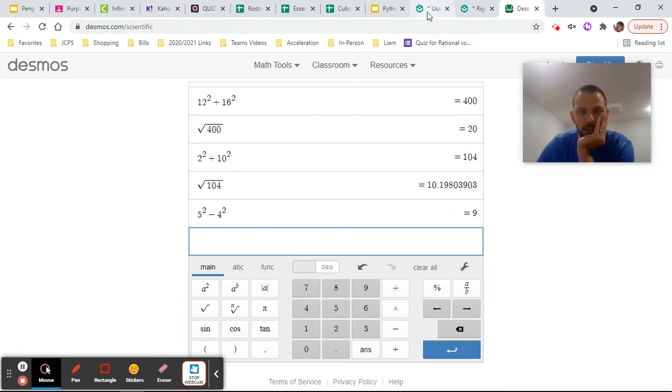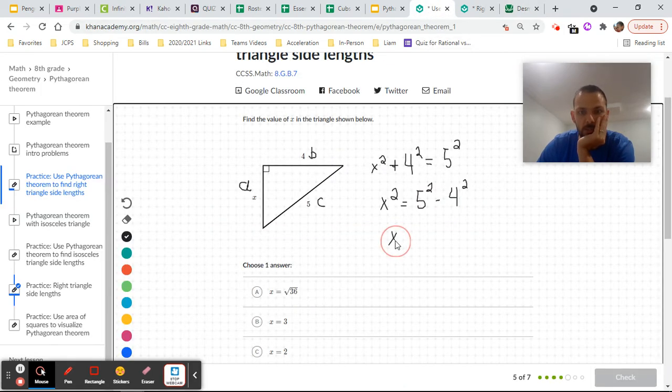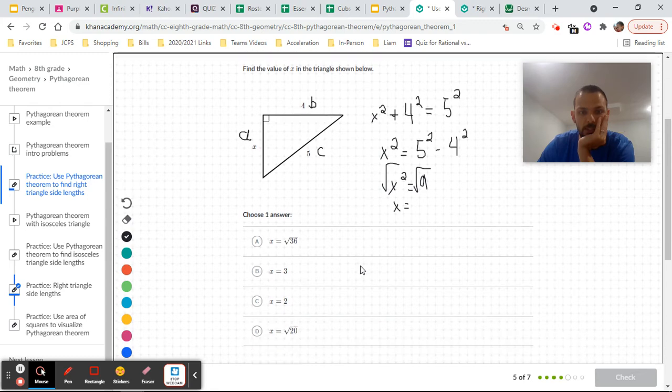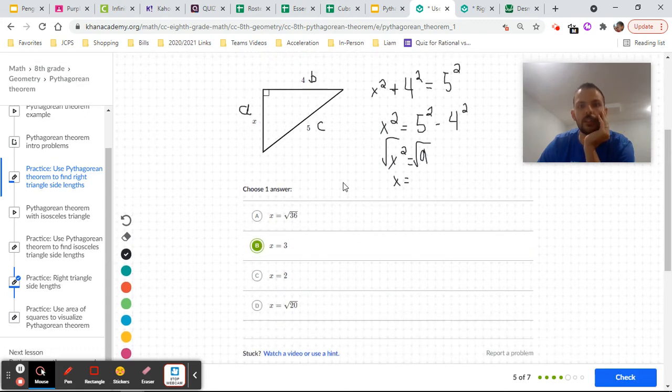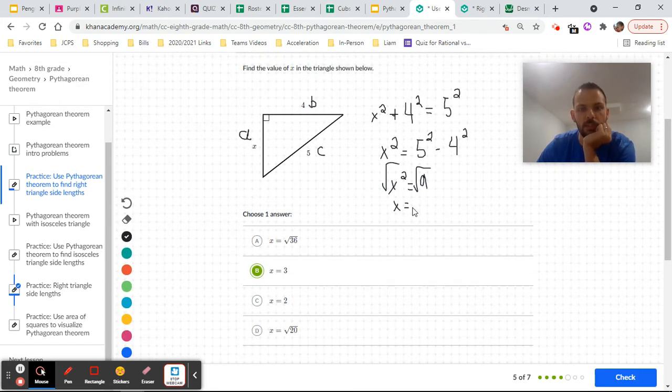And we're not quite done, remember? X squared is 9, but not x yet. So x is the square root of 9. The square root of 9: a number times itself that makes 9. It's 3, because 3 times 3 is 9. So the square root of 9 is 3.